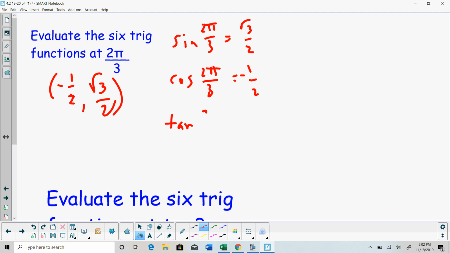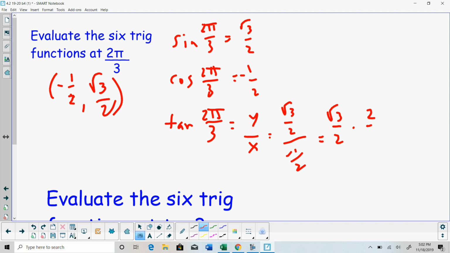The tangent of 2 pi over 3 is going to be equal to y divided by x. So that's going to be square root of 3 over 2 divided by -1/2, which is the same as square root of 3 over 2 times the reciprocal, 2 over -1. The 2's divide out, and we're left with negative square root of 3. Now, if I want to find the other 3 trig functions, I can find cosecant of 2 pi over 3.